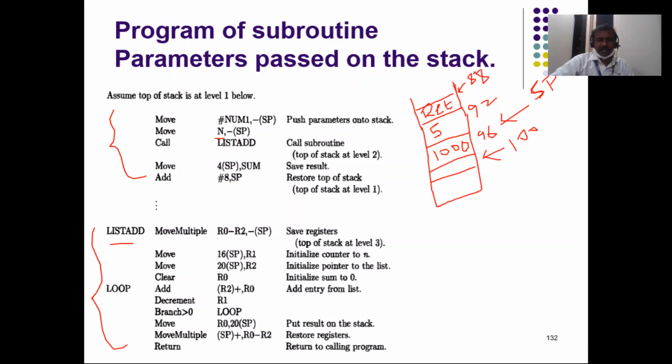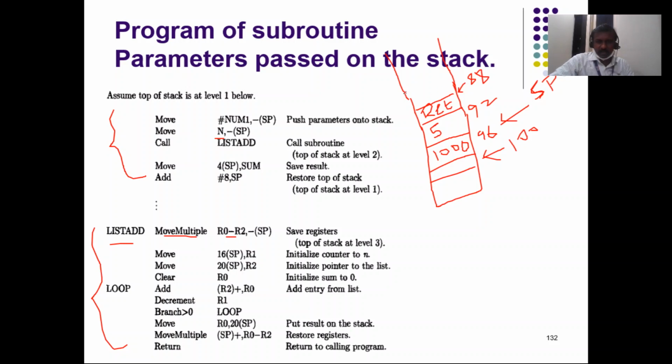Okay, now the control will be transferred here. Now this instruction will execute: move multiple R0 to R2 minus SP. So what will it do? Again it will push R0, R1, R2 into the stack.